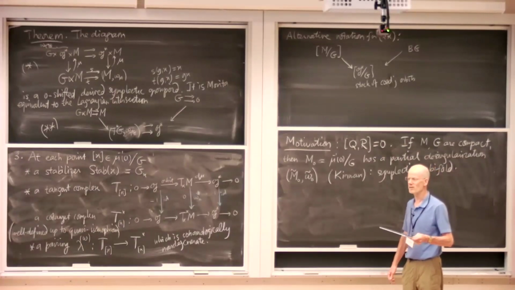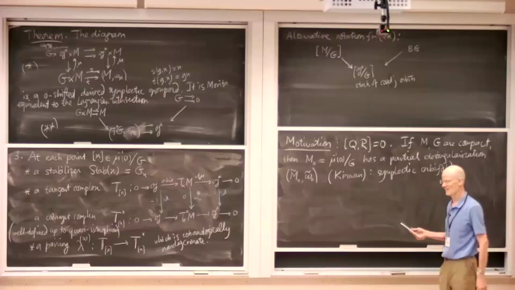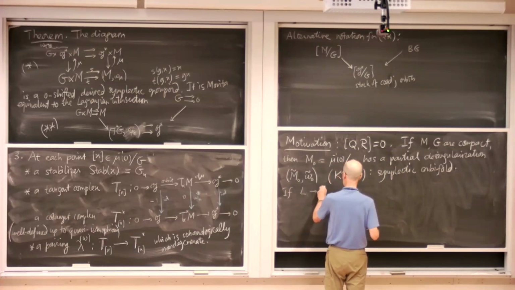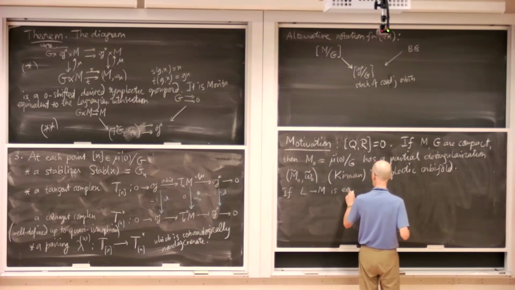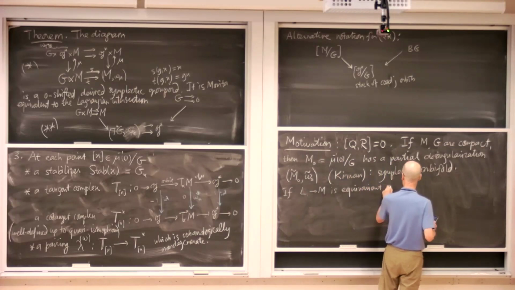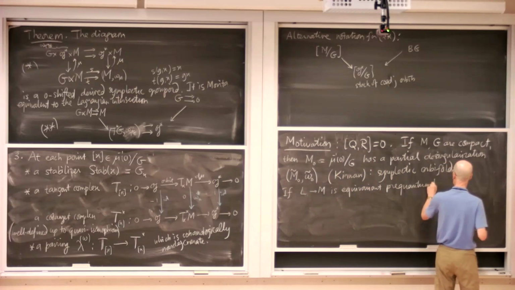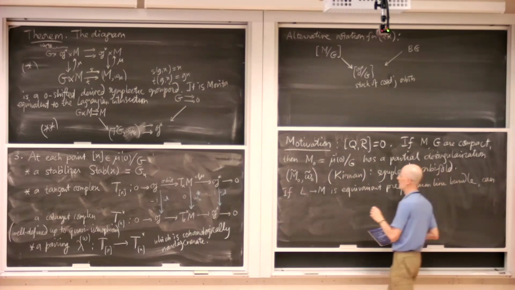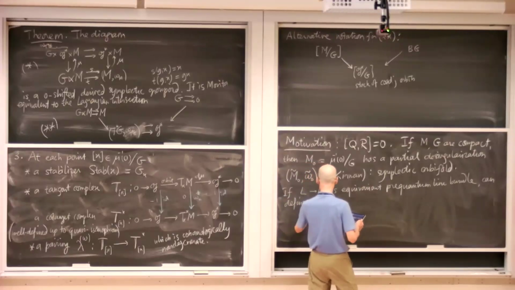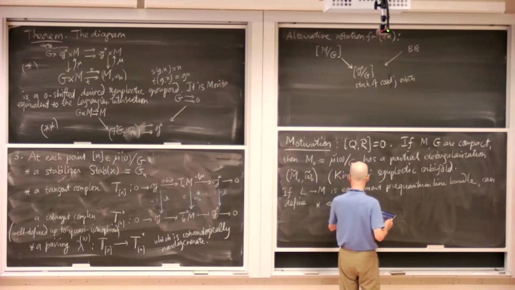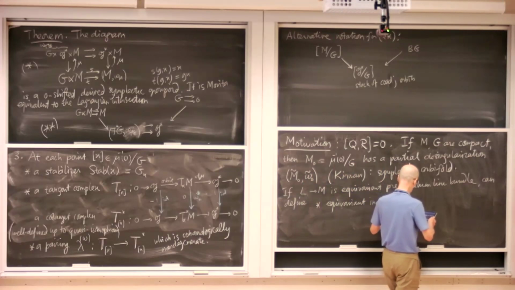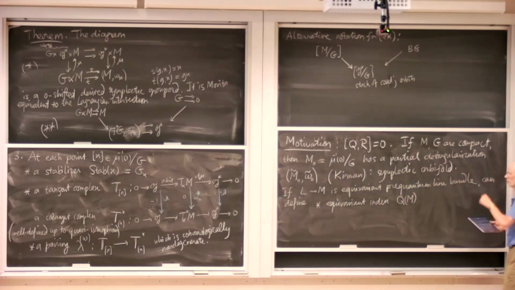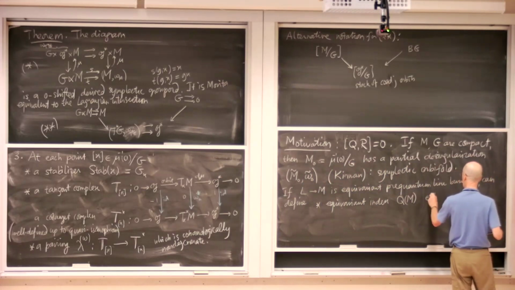What do I call poor man's quantization? Not really what people mean. So if you have an equivariant pre-quantum line bundle, you can define an equivariant index Q of M, which is a representation of the group, a virtual representation, an element of the representation ring.